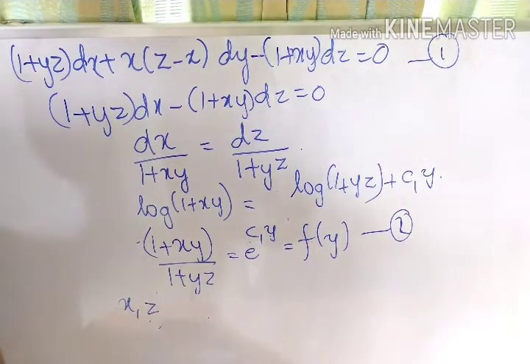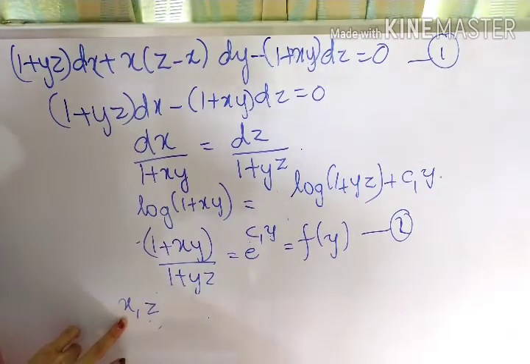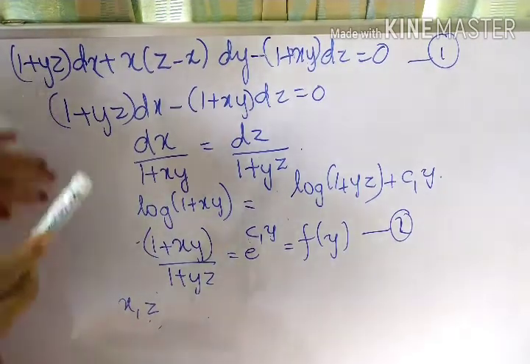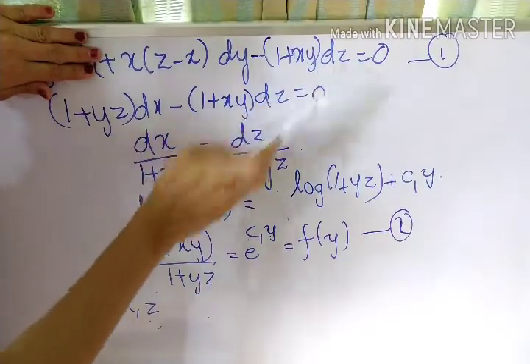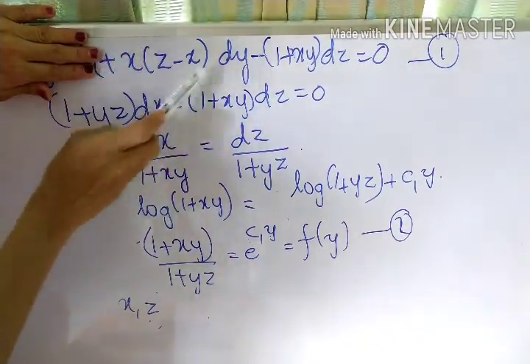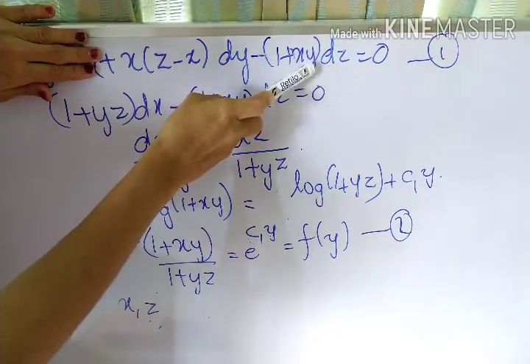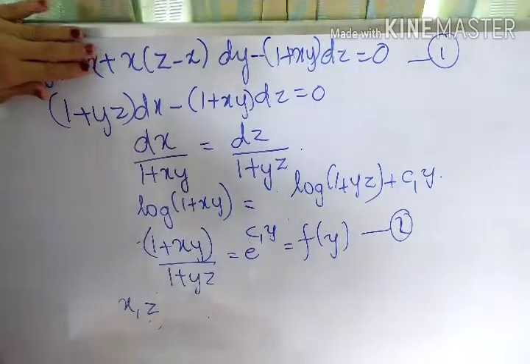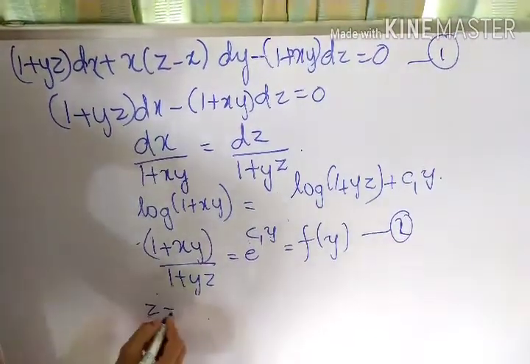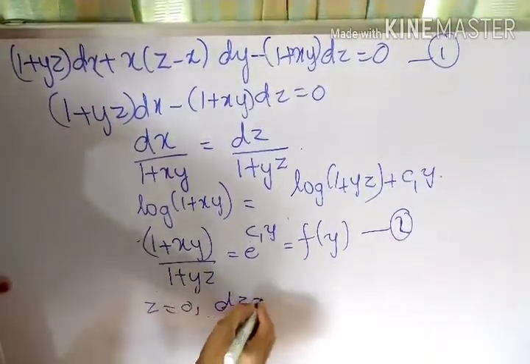Say, for example, if I am choosing x is equal to 0, when we are choosing x is equal to 0, this first term will be gone because dx is equal to 0. So we will be left with this and this. What happens when x is equal to 0? In the first term, this whole thing will be equal to 0 and we will be left with dz alone. That cannot happen. So we are not choosing x, we are choosing z to be equal to 0. Z is equal to 0 will give me dz is equal to 0.